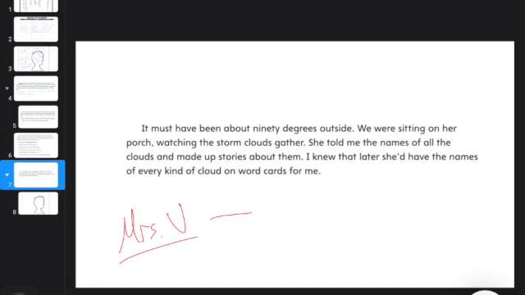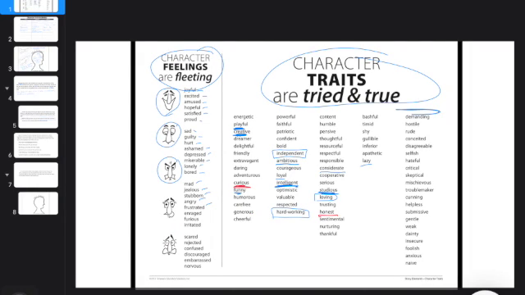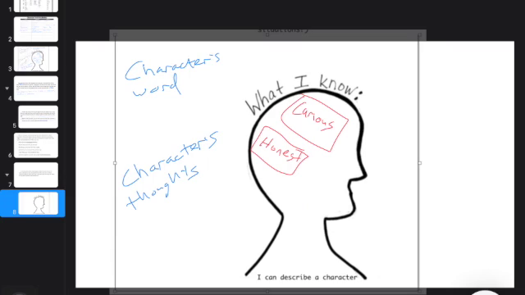It must have been about 90 degrees outside. We were sitting on her porch, watching the storm clouds gather. She told me the names of all the clouds and made up stories. I knew that she'd have names of every kind of cloud on word cards for me. What does that tell me about the main character? What does she think about Mrs. V? Well, I think that means that she is friendly, because she is sitting there hanging out with her teacher like that.